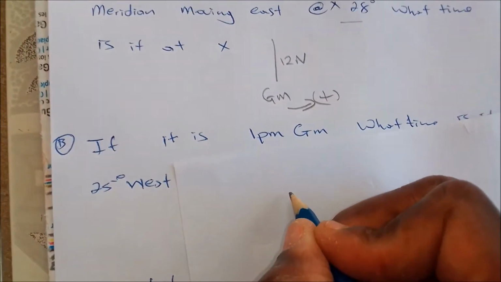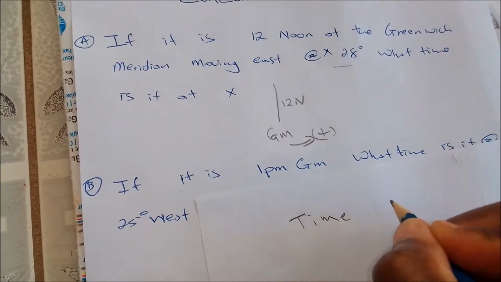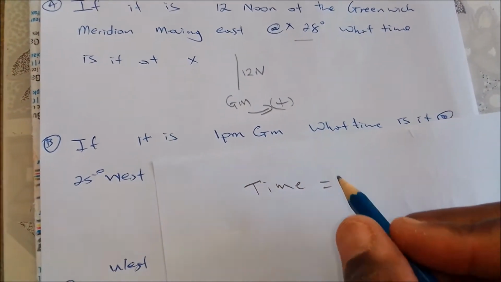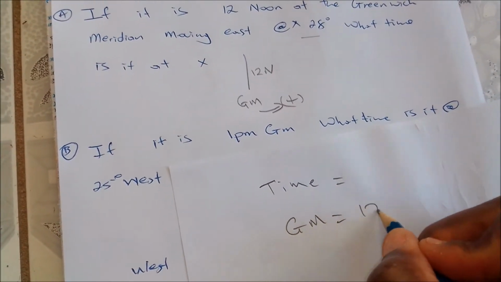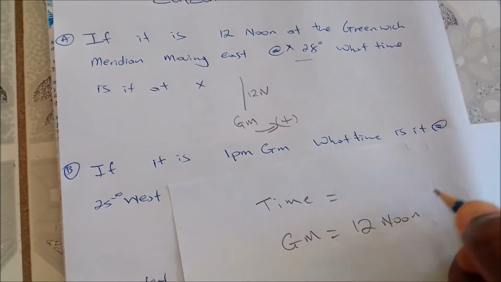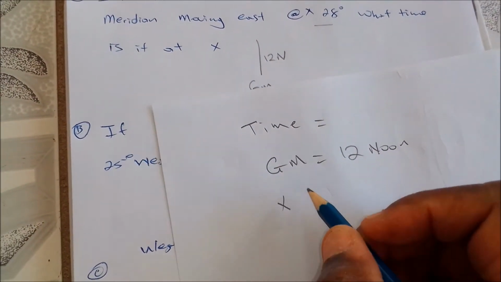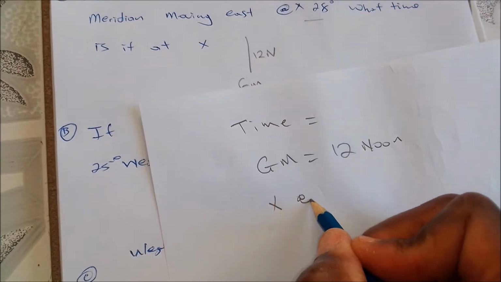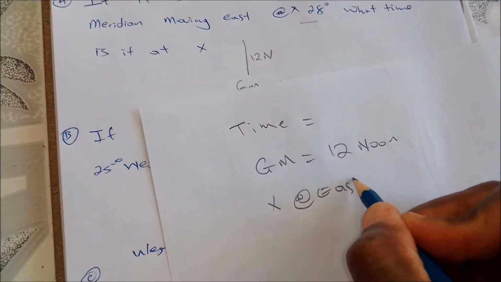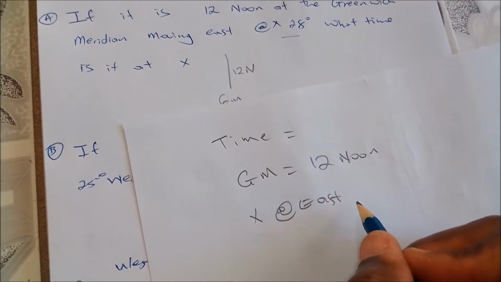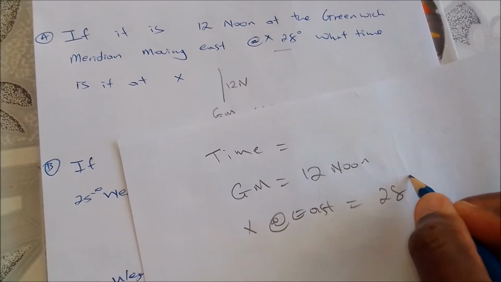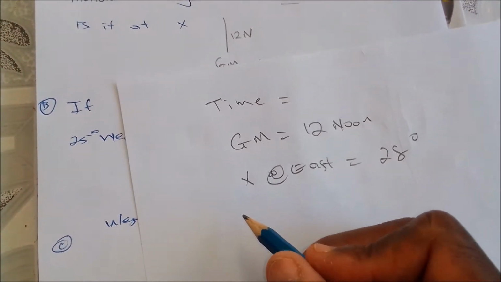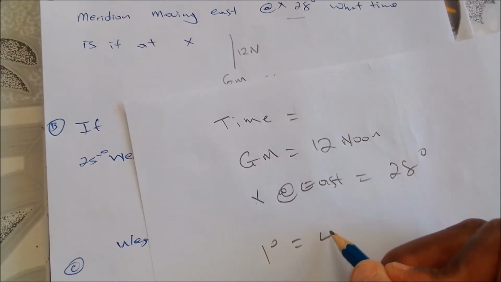So time at the GM equals 12 noon. X is to the east, and this indicates that you're moving that way, so you're adding. X at east equals 28 degrees. Remember, 1 degree equals 4 minutes.